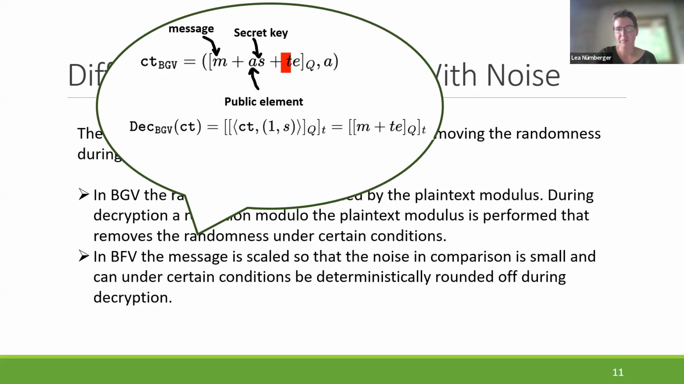And then during decryption, we get some expression, which is this M plus TE modulo Q modulo T. And so then we see, okay, if we take this modulo T, then the noise will vanish and we just get the M back. The only problem is we've got this modulo Q before. So if our noise term gets bigger than the Q, then we get a wraparound and we won't be able to recover the message.